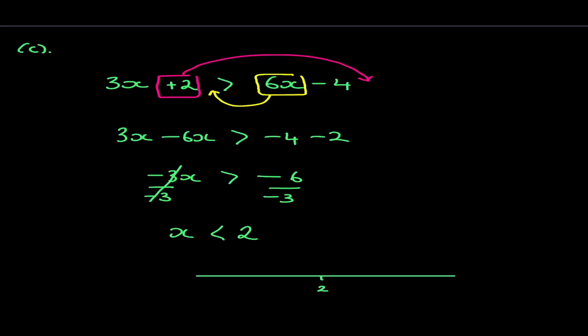Let's put my number line. That will be 0. So x is less than. So we're going to put a circle here. And we don't colour it in because it's not equal to. And it's less than. So it goes to the left.